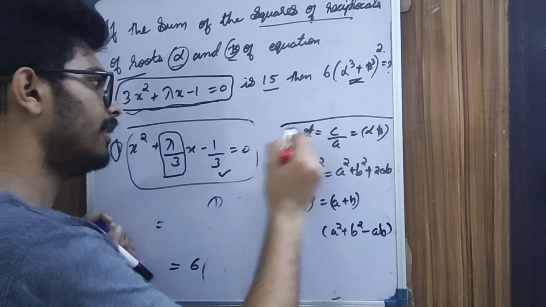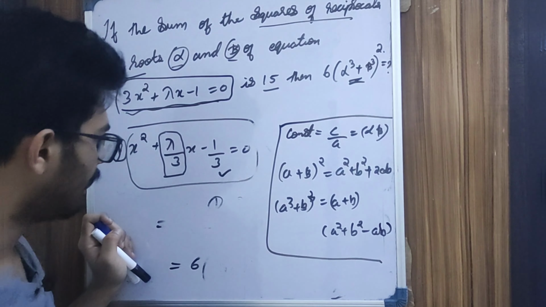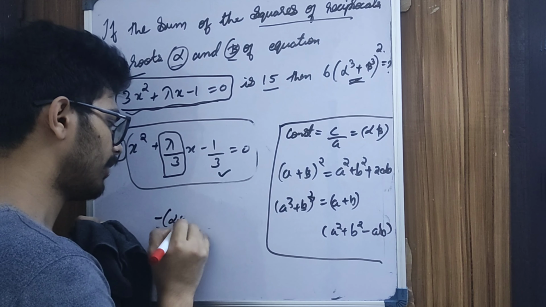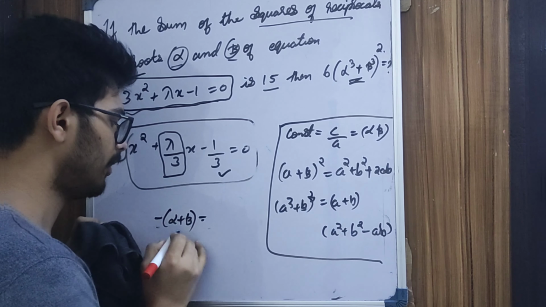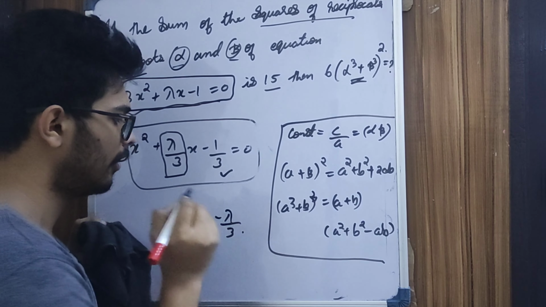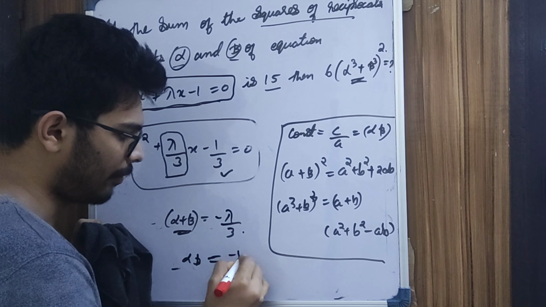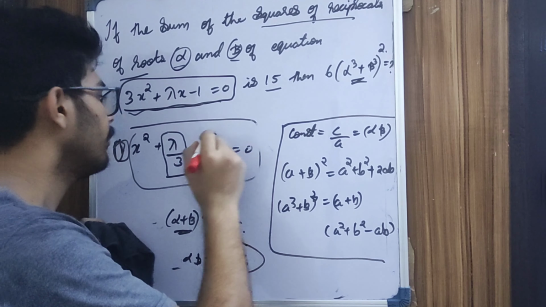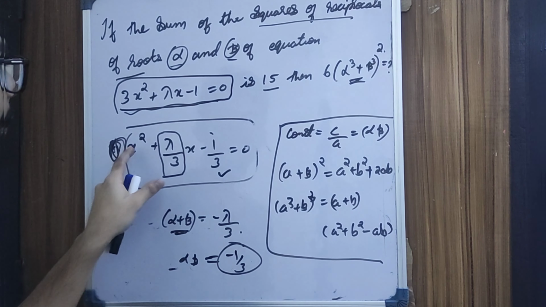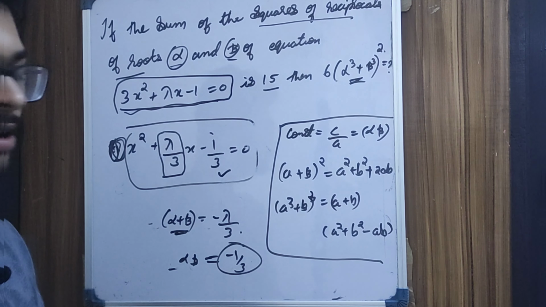And one of the advantages is that if we keep the coefficient of x square as 1, then we can directly take the coefficient of x as negative of alpha plus beta. That is, the sum of the roots will be equal to negative of coefficient of x, and the product of roots will be equal to minus 1 by 3. That is the advantage if we always remember to keep this coefficient of x square as 1. So it will give you more speed when you do application.